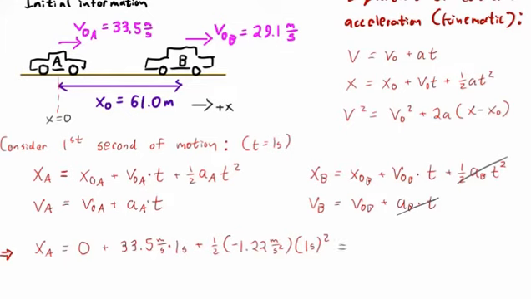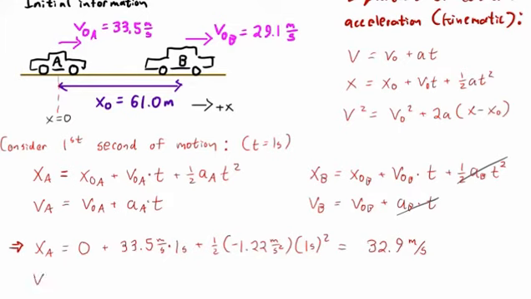Let's go ahead and write that so we can see the exact value. I'm plugging in the calculator: 33.5 times 1 plus 0.5 times negative 1.22 times 1 squared, which of course is just 1. So we have 32.89, so 32.9 meters. Here I'll write the rounded value, sticking with the 3 sig figs. I will keep the unrounded value in my calculator, which you always want to do, so you don't have intermediate rounding affecting your final answer. All right, so that's the final position after 1 second.